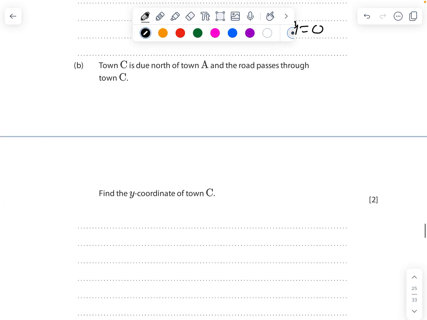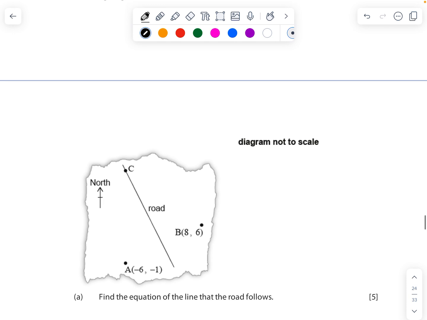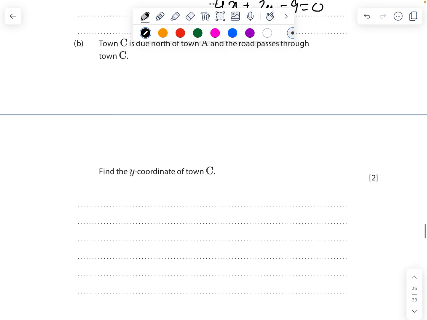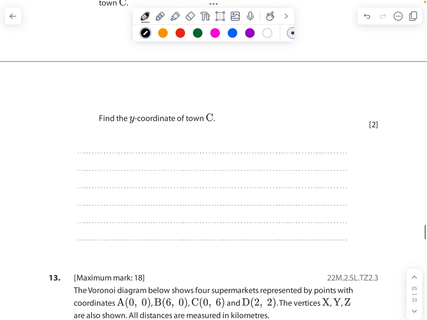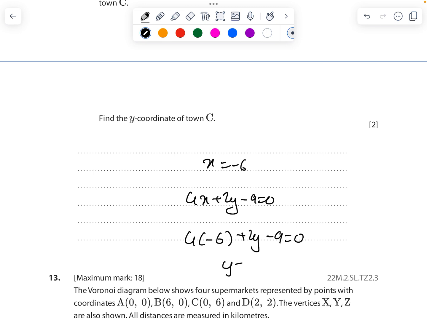Town C is due north of A and the road passes through town C. Due north of A means exactly above A, so the x coordinate is going to be the same. x is going to be negative 6. So in this perpendicular bisector equation, plug in negative 6. Then you'll be getting the y value as 16.5. So what is the point? It is (-6, 16.5).